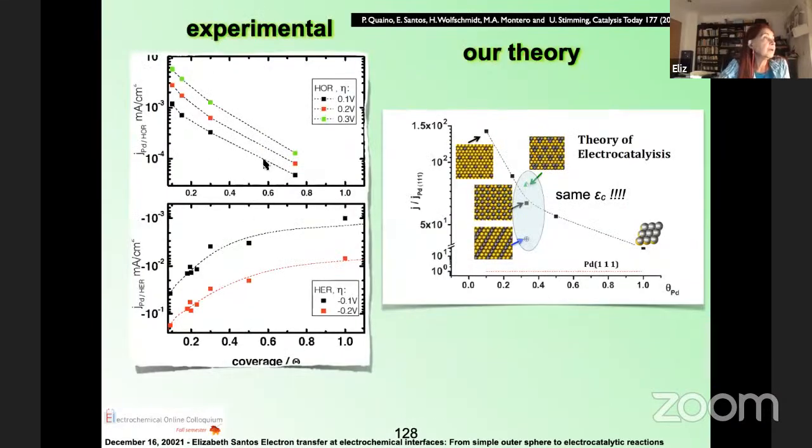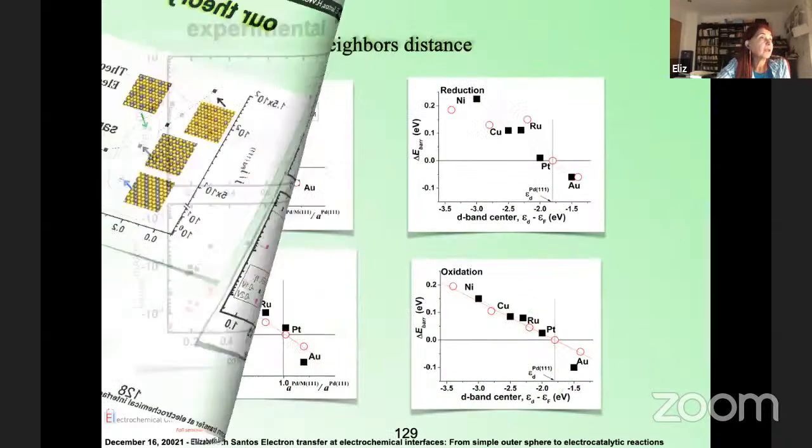Here are experimental data, and here are calculated data, and we see, for example, different configurations of a nanostructure of palladium with gold. Here, these three different geometric configurations have exactly the same position, the same center of the D-band, but the activity is very different because there are all other factors that are playing a role there.